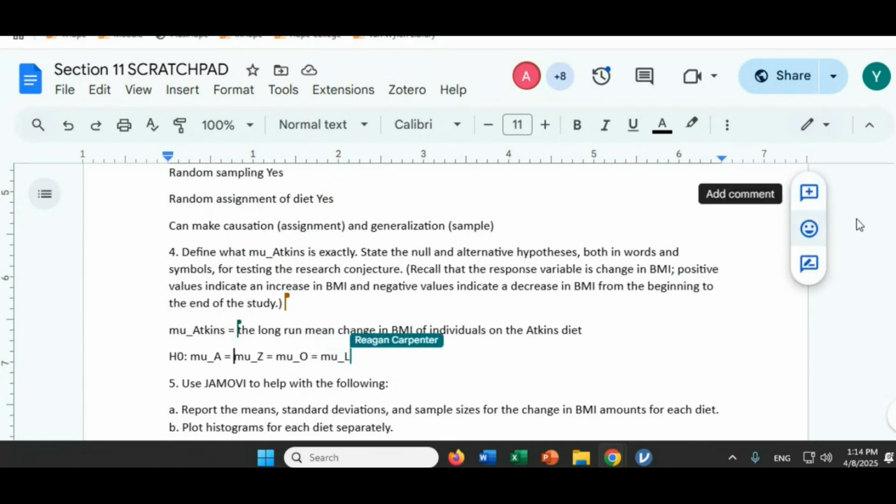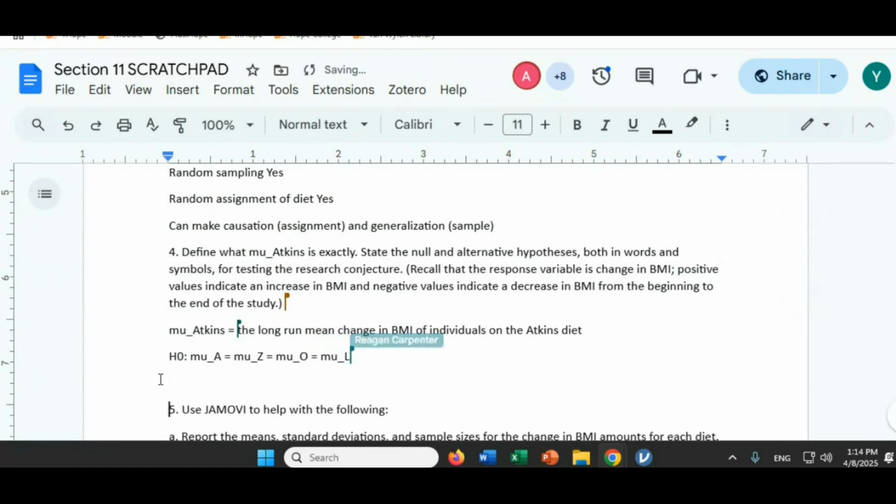We have not typed this out for a while. What does the alternative hypothesis say? Yes, not all mu's the same. Very good. Can you give the non-jargony one for the null using the language of association?